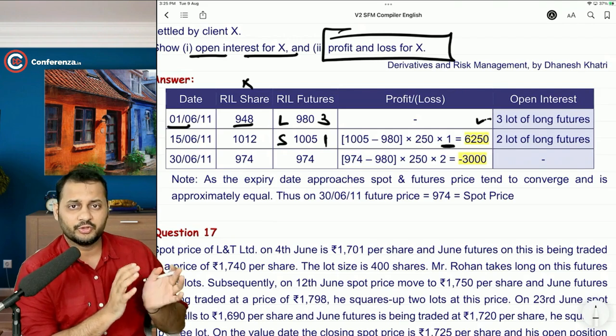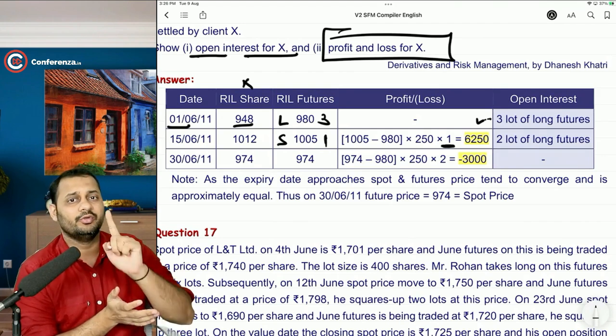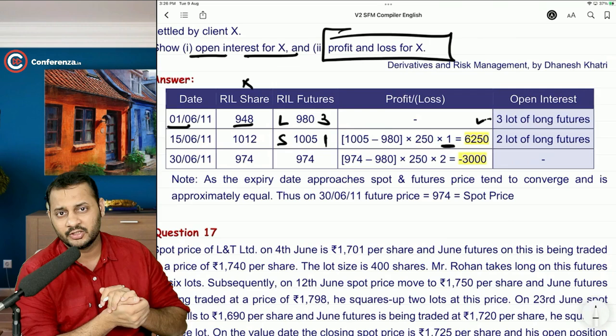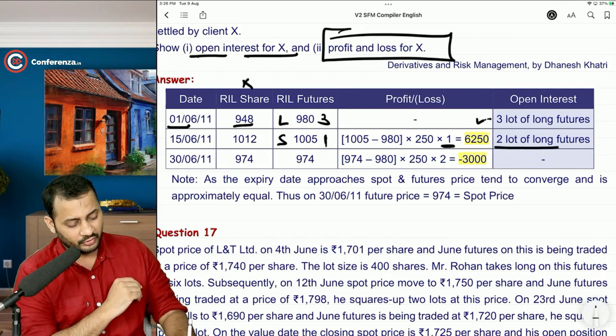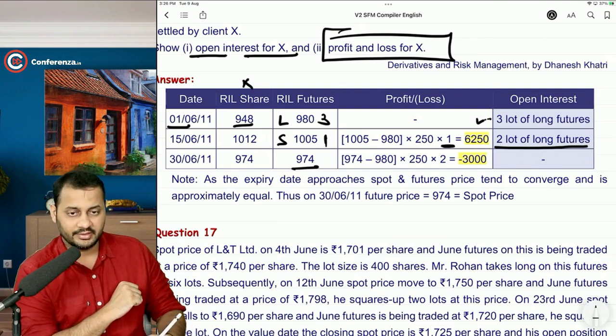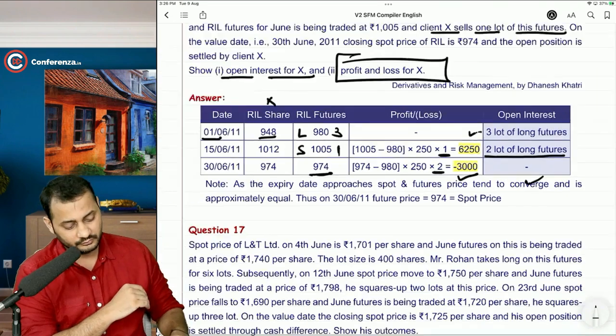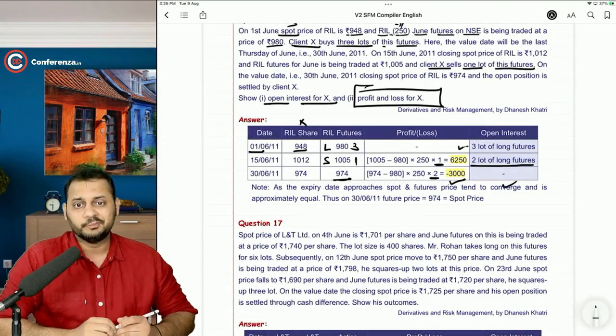The profit or loss should be calculated the moment you close a position. So we have closed the position for only one contract. That's why the profit or loss for one contract is only calculated at that point. Do not do it for the rest of the 2 contracts. The 2 lots of long futures are still in open interest, because that means open position. And on the last day, we sold all the 2 contracts at whatever the price was, and we incurred a loss. Open interest is 0. It will always be 0 at the end if it is expiry.